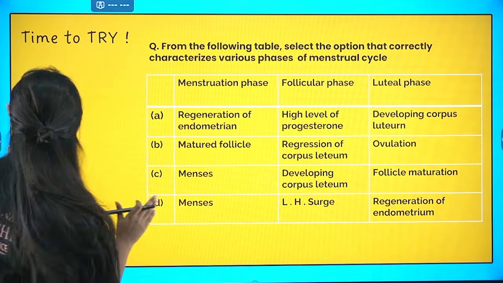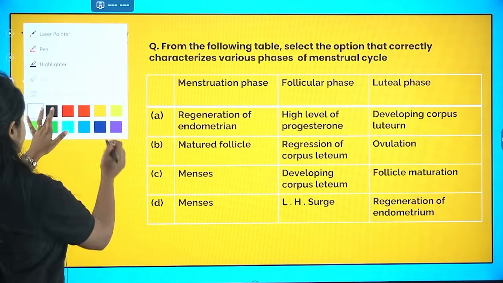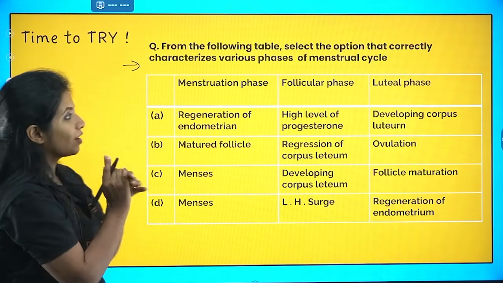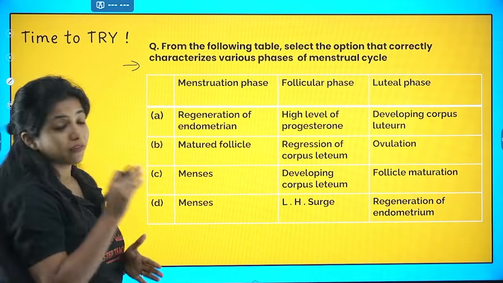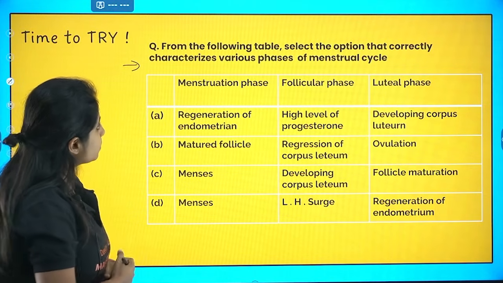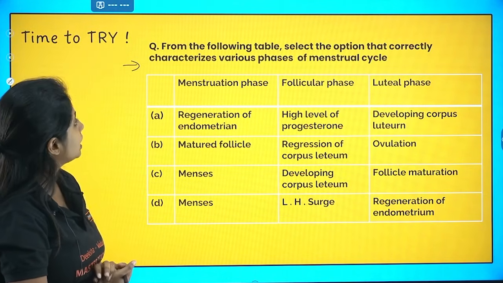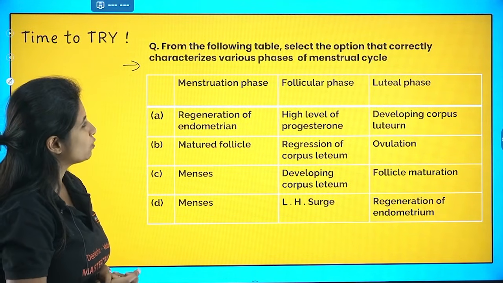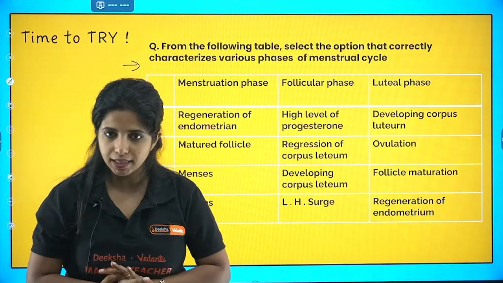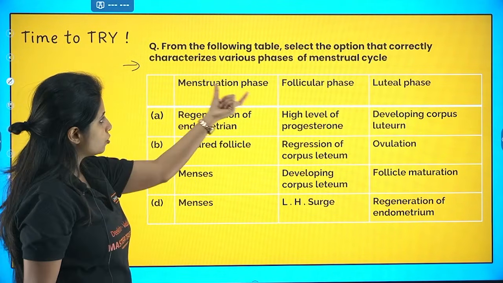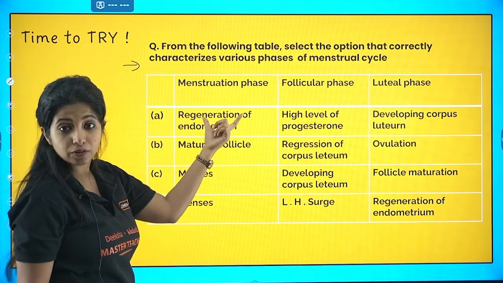Now I have a question for you to try, so that you understand whether you actually got the concept or not. Be very careful, this is a very tricky question. From the following table, select the option that correctly characterizes various phases of the menstrual cycle. This came in KCET. So, menstruation phase, regeneration of endometrium.